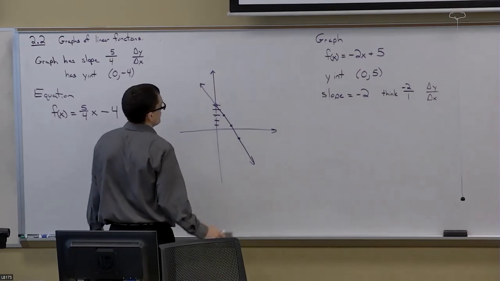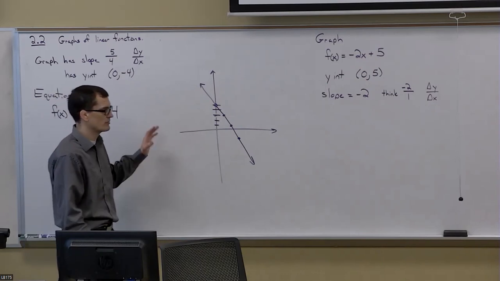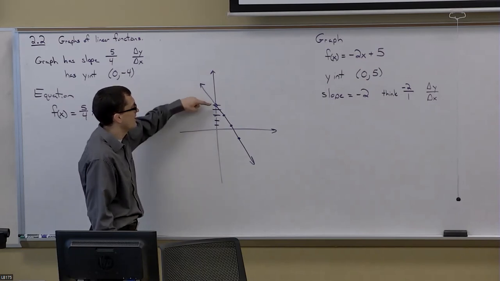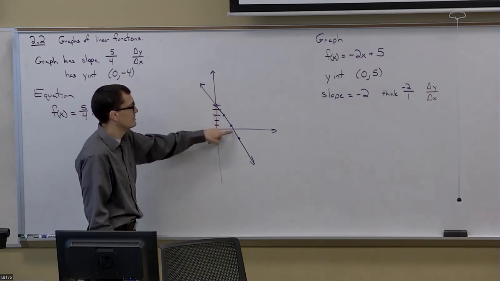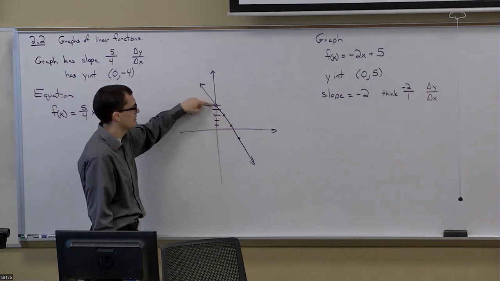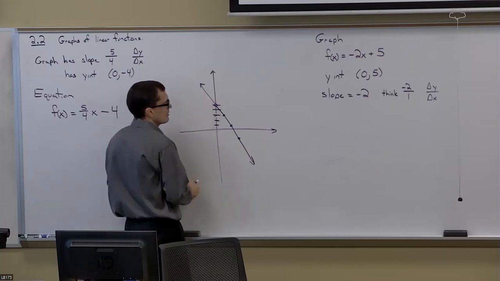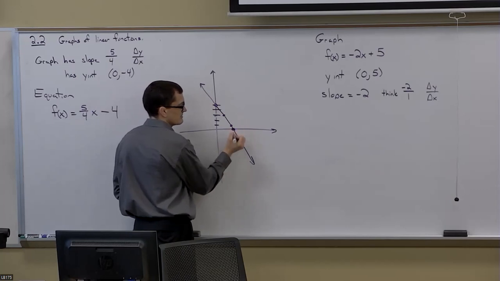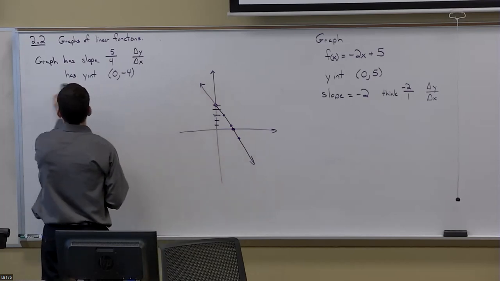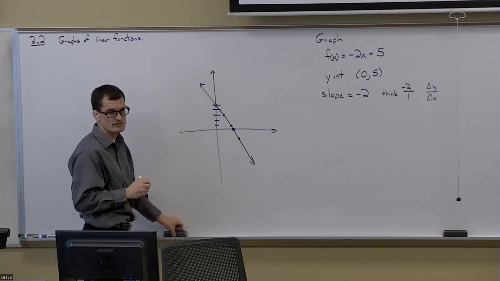Now, another feature that every line other than a horizontal line has is that not only does it cross the y-axis at the y-intercept, but it's also going to cross the x-axis at an x-intercept. And lines are going to have unique x-intercepts and y-intercepts.